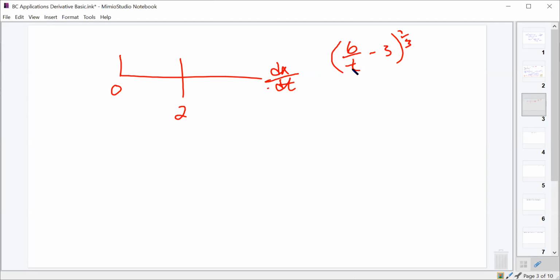We got 6 over 1 is 6, minus 3 is a positive number, and the cube root of the positive is positive. So our particle is moving to the right from t equals 0 to t equals 2.